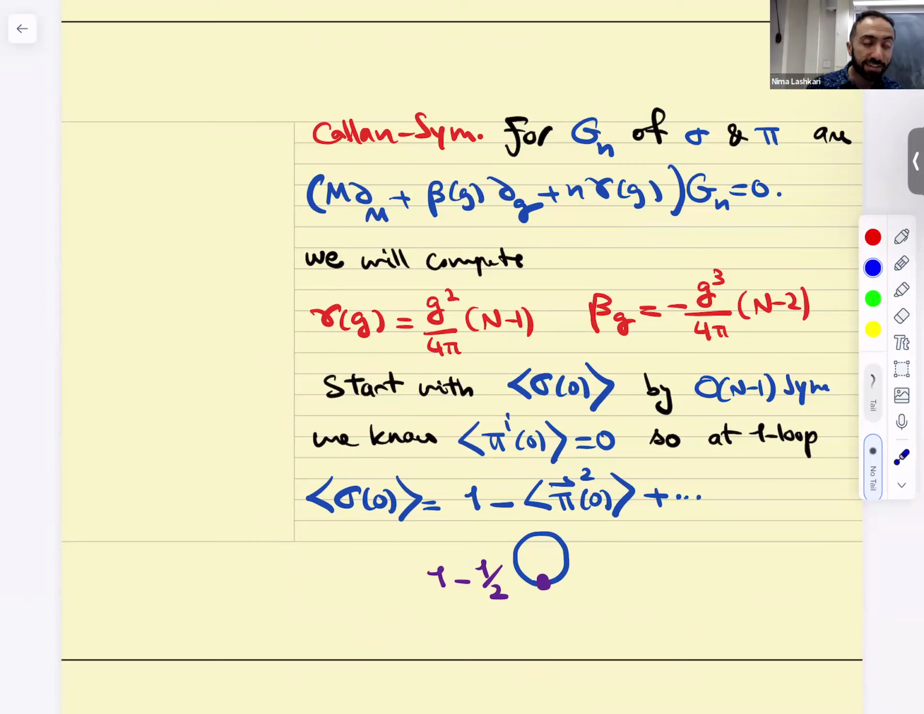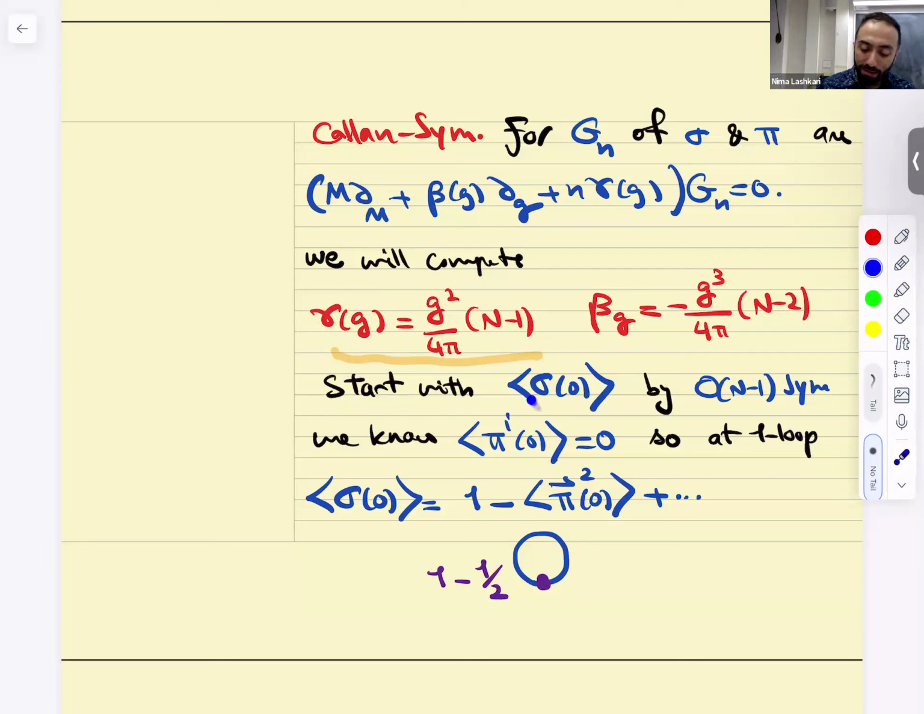Here's the Callan-Symanzik. We want to compute the beta function and gamma function, and here are the answers. In advance, I'm telling you, in case you fall asleep, g squared over 4 pi (N minus 1) is the gamma of g. Beta function comes out to be minus g cubed over 4 pi (N minus 2). Negative means good, for N larger than 3. Right? Okay, so let's work it out.